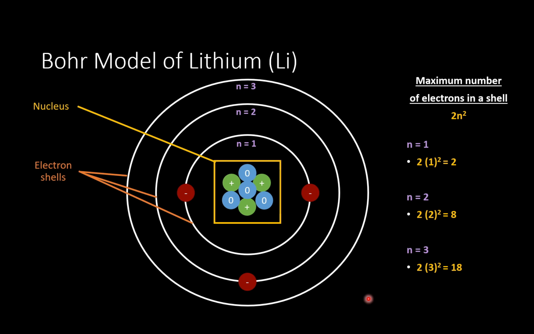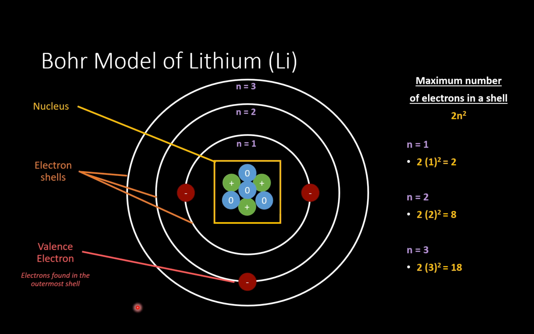The last thing we need to discuss is valence electrons. Valence electrons are the electrons found in the outermost shell. So we can see that in lithium's outermost shell, which is the second ring, it has 1 electron. So we will say that lithium has 1 valence electron.